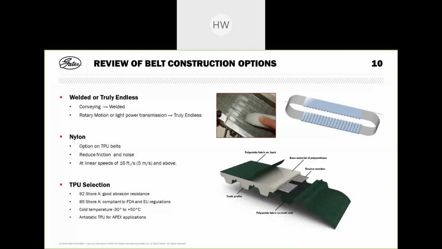Nylon. As you can see here on the picture, the belt construction starts out with the tension member. We extrude polyurethane around the abrasion resistance of the product. However, in some, especially in conveying application or in higher speed application.